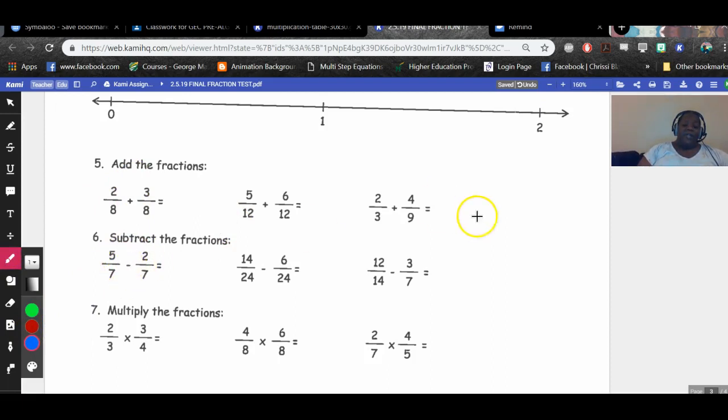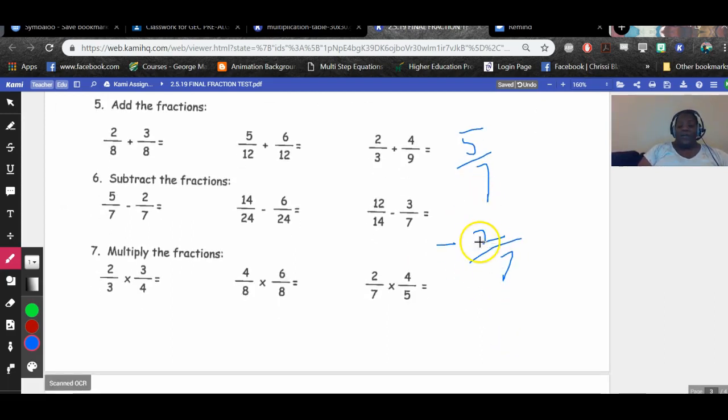Alright? Remember me, I like to set it up vertically. 5/7 minus 2/7. Denominators are the same, so just subtract. 5 minus 2 is 3. 3 over 7 for this one. Right? Now this one. 14/24 minus 6/24. You can see they have the same denominator, so I'm just going to subtract straight across. Okay? 6, 7, 8, 9, 10, 11, 12, 13, 14. That would be 8 over 24.